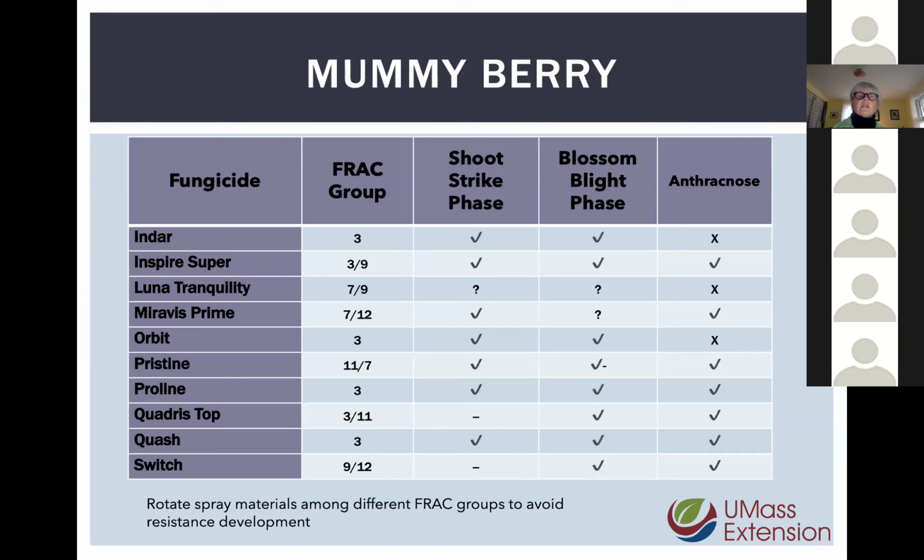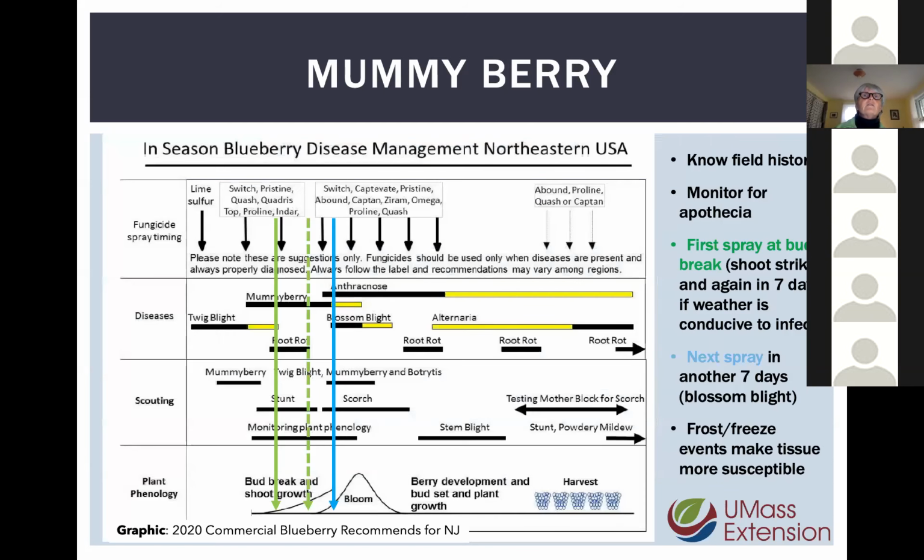I included a column for anthracnose because if you see in the previous chart, I'll just step back for a second, this blue line does cut through anthracnose and botrytis blossom blight as well. So if you're making an application at that time, you may want to choose a material that's also effective for one or the other of those if you've had a problem with those in the past.